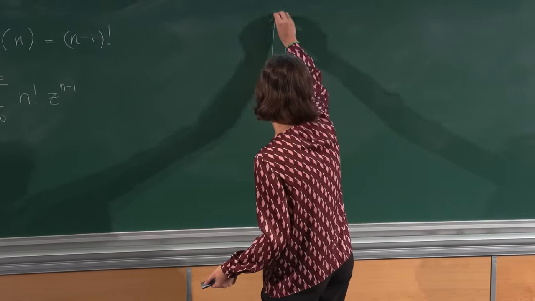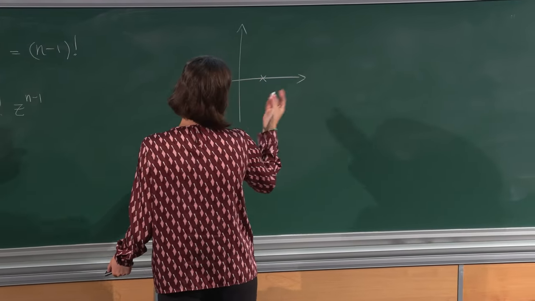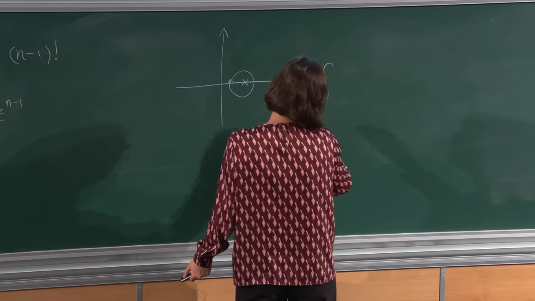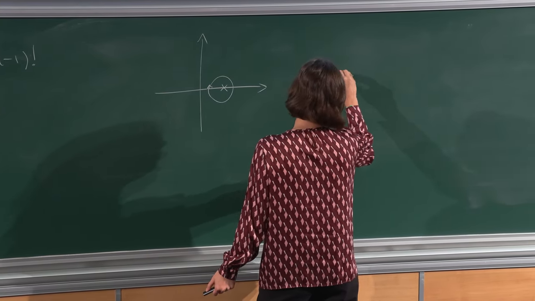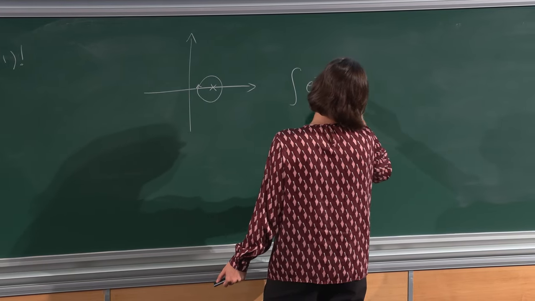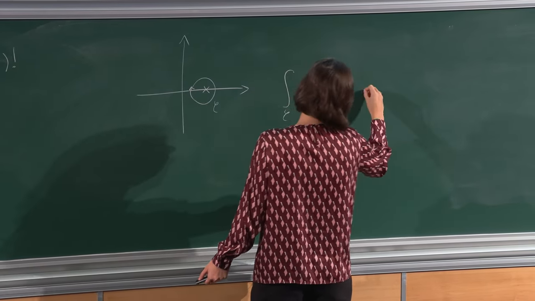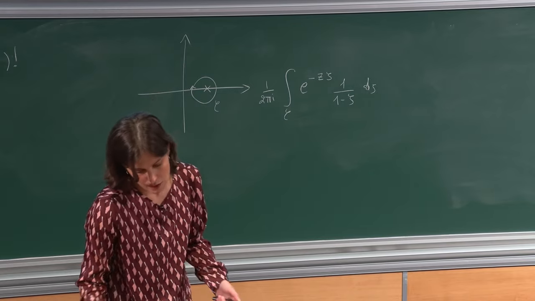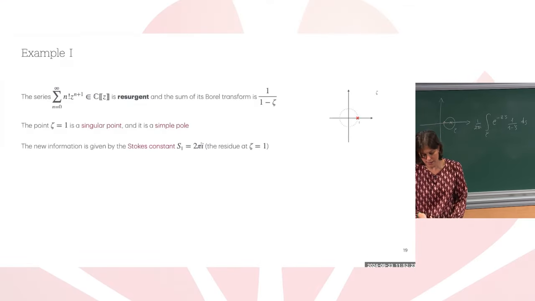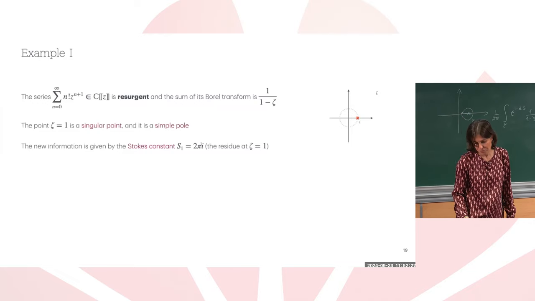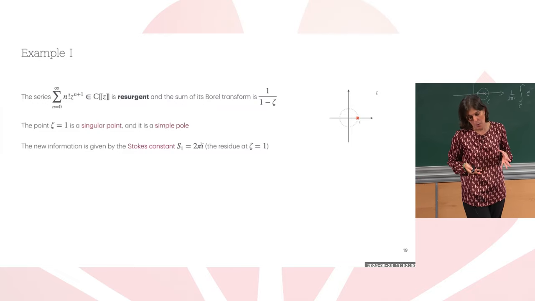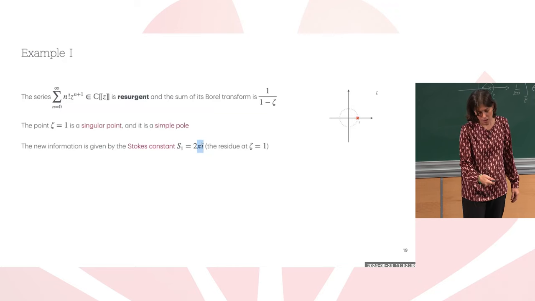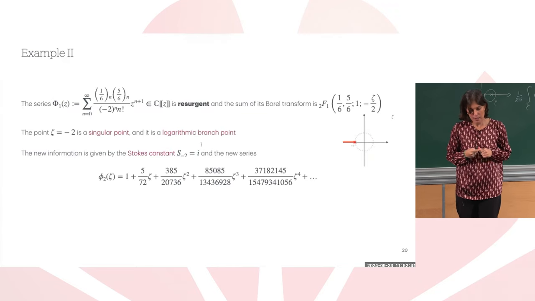So the idea is that you have your singularity here. To compute a residue is nothing but taking a loop around it and computing a certain integral. So in this case, the integral we are computing is the integral of e to the minus z zeta, 1 over 1 minus zeta, along this contour here. And typically we take 1 over 2 pi i. Okay, so it's just information that you can extract at the singularity by computing this integral. That's not the most interesting type of singularity we can encounter, because again, as I said, the only information is a certain constant. But if you look at the other example, that becomes a bit more interesting.